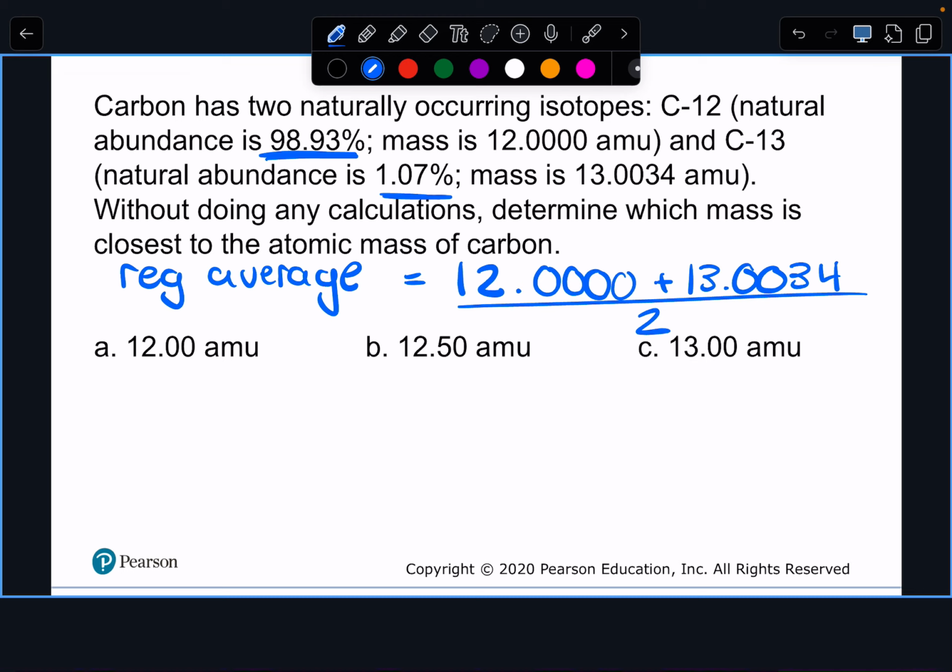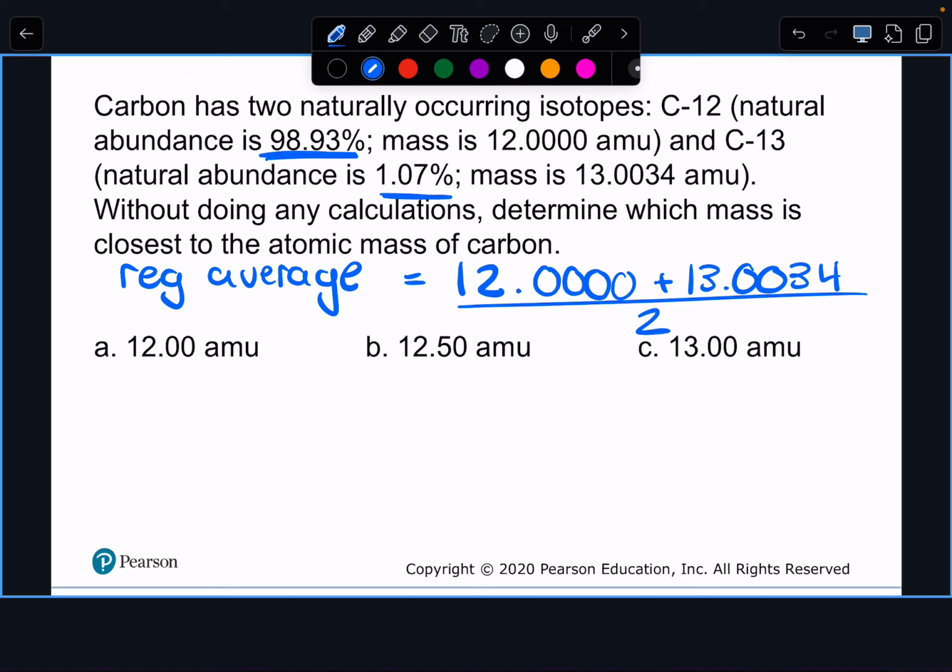That's going to get us close to 12.5. I'll give you an exact number. 12 plus 13.0034, divided by 2. Oops, need a little parentheses there. 12.5017. Okay, that makes sense. If you have 12 and 13 and you take the average, you should expect it to be 12.5.